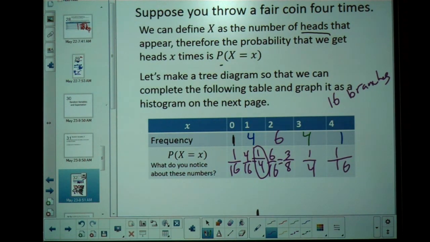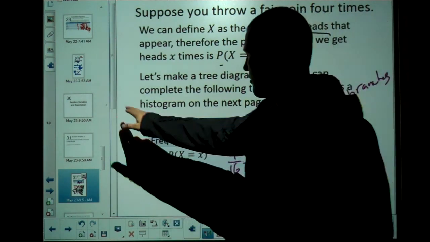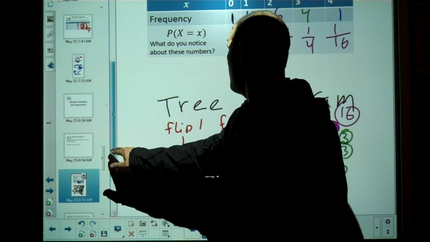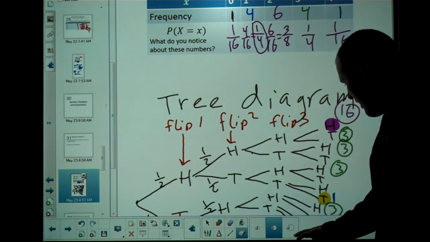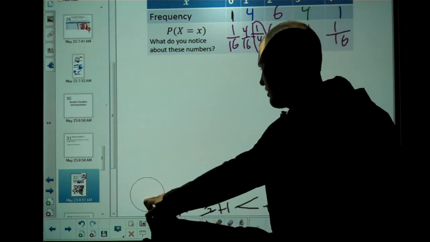We also have a command here. They want us to draw it as a histogram. So if we were to draw this as a histogram, it's probably, I'm assuming you might have learned this in like 5th or 6th grade. And so that's just going to look like this.